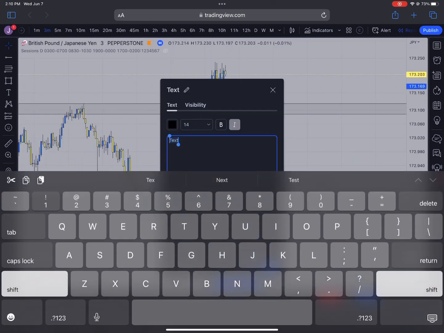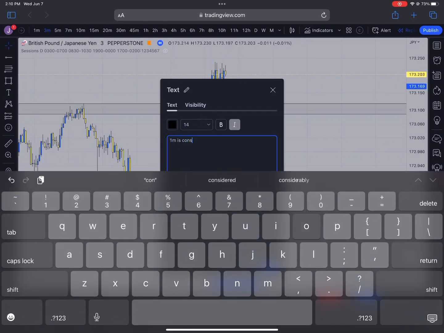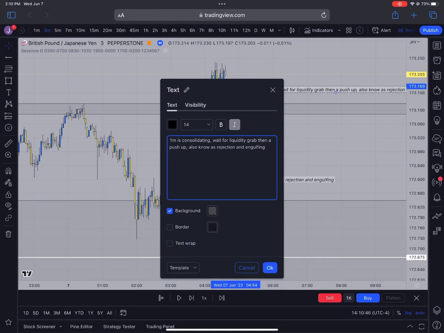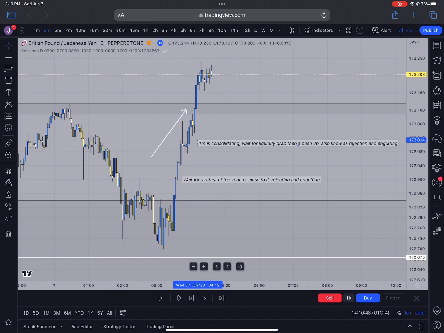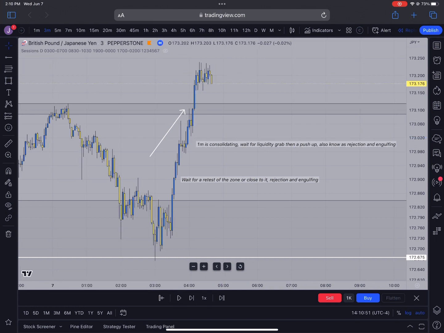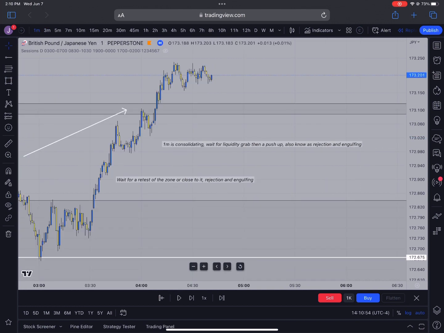As you can see, the 1 minute is ranging. Ideally, we want to see the 1 minute come down to make a little fake out. Yes, even the 1 minute will do fake outs before pushing up. So we're going to wait and see what happens. The 1 minute fake out will be seen in the 3 minutes as rejection. So we're going to wait for that rejection to happen of that support zone and then a 3 minute engulfing.